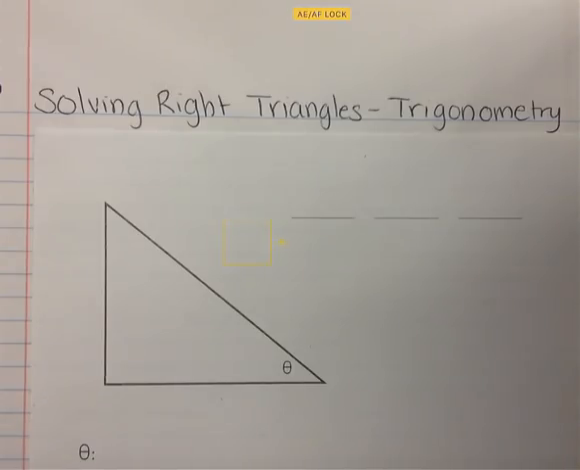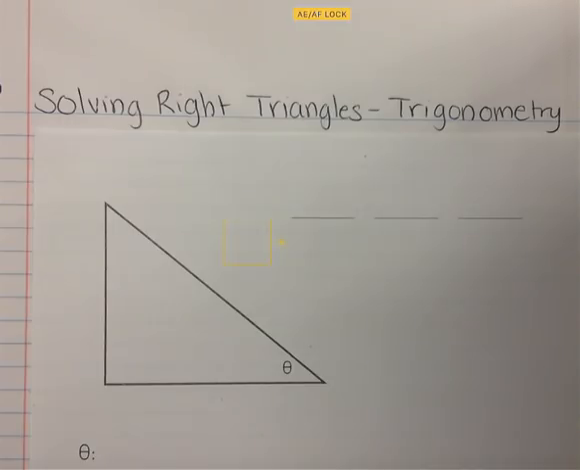This video is on solving right triangles using trigonometry. If you're given a right triangle and you have two side lengths, you can find the third side length using Pythagorean theorem. However, what if you're given two side lengths and you want to find the angle measurement? You cannot use Pythagorean theorem for that.